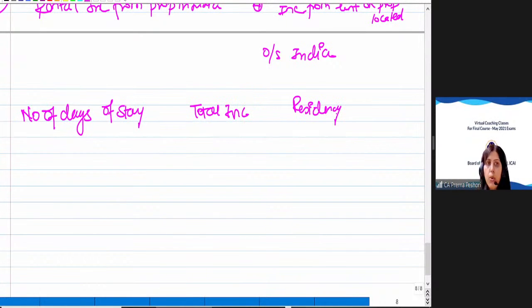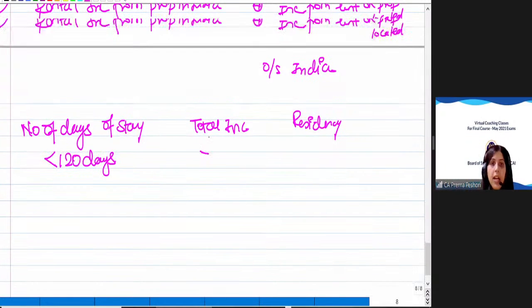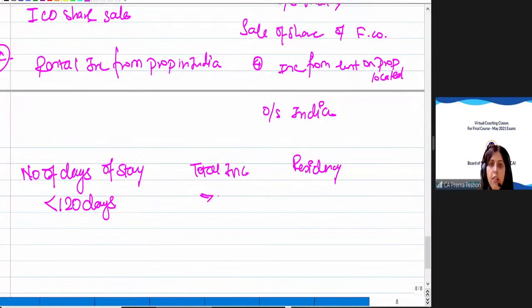So this will help you understand. If my number of days of stay is, say, less than 120 days, and my income is greater than 15 lakh, but I have stayed in India for less than 120 days, then in that case, I will be a non-resident.